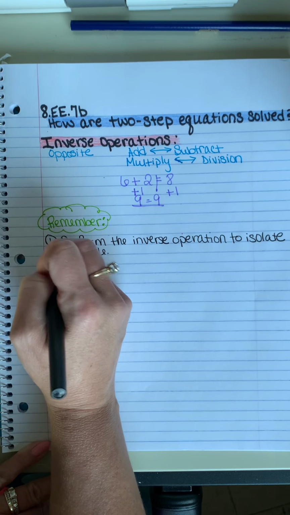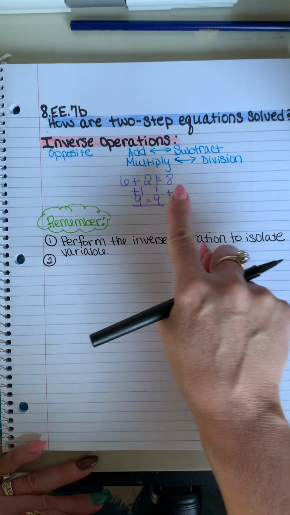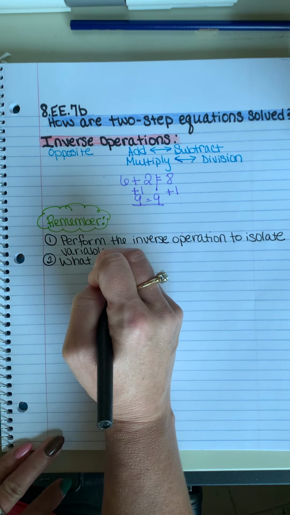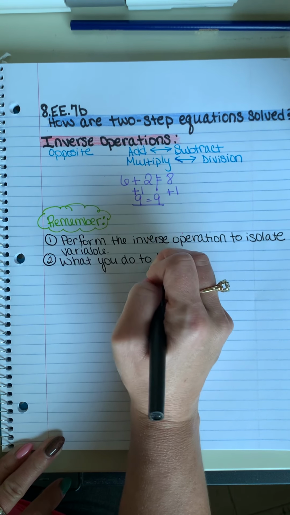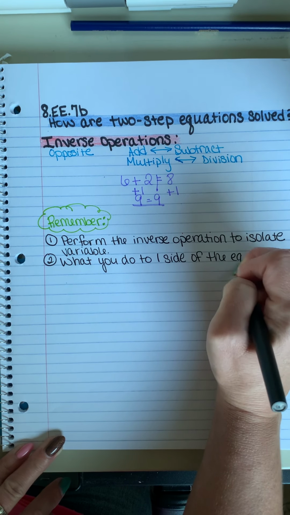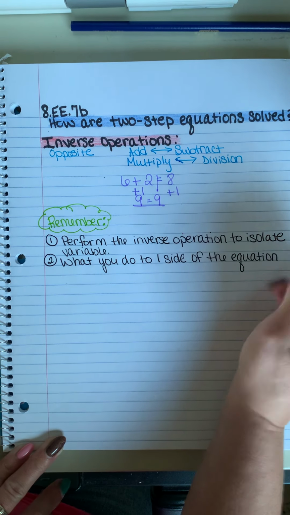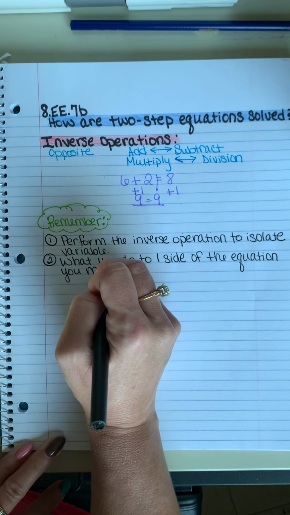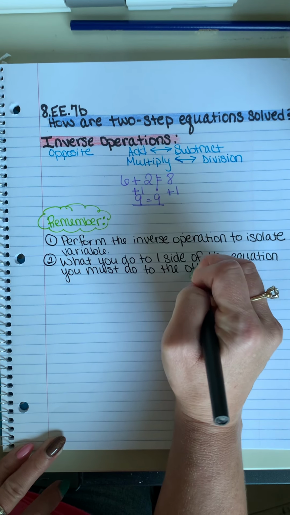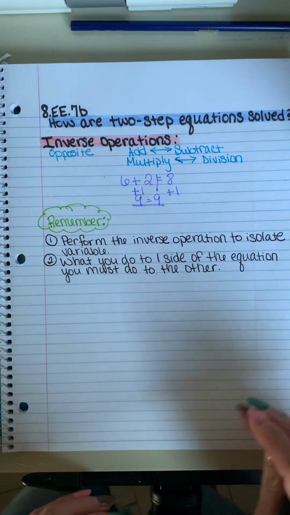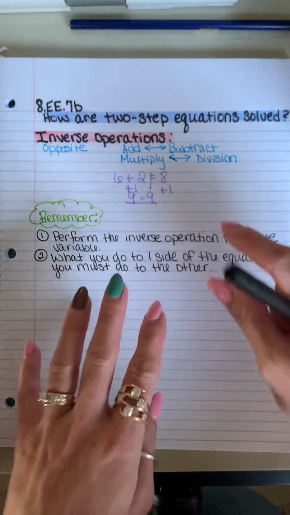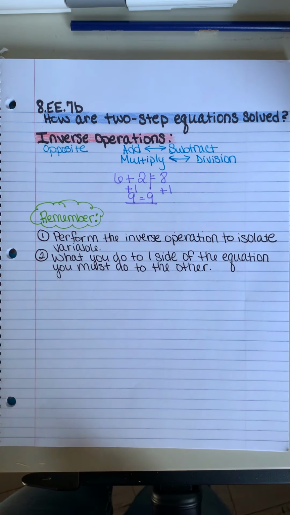The second most important understanding is whatever you do to one side of the equation, you have to do to the other side. What you do to one side of the equation, you must do to the other. If I'm going too fast for you, feel free to pause and rewind your video as needed. Those are my two important understandings that I am going to repeatedly come back to in this unit. Those are the most important things to remember.